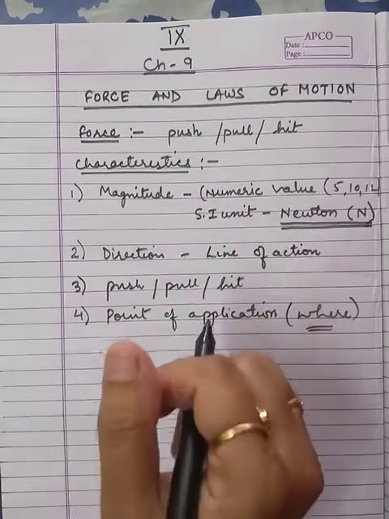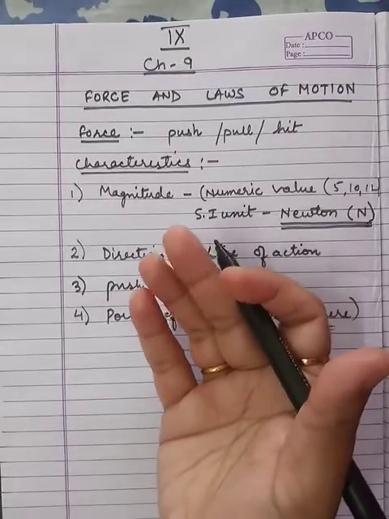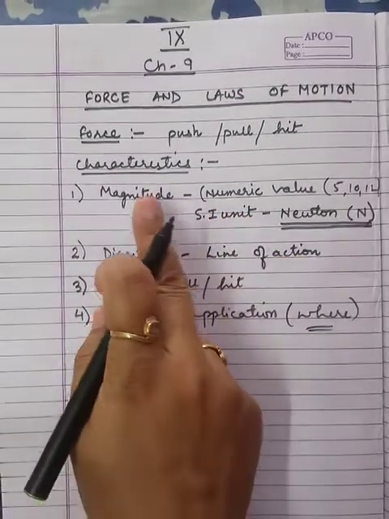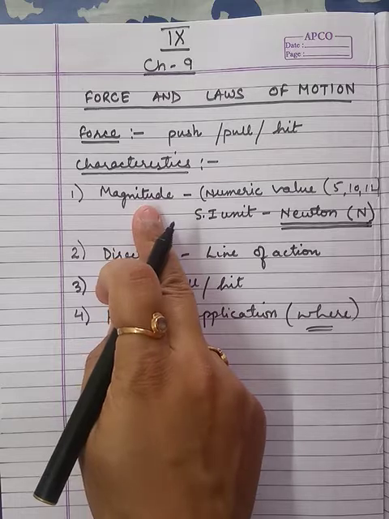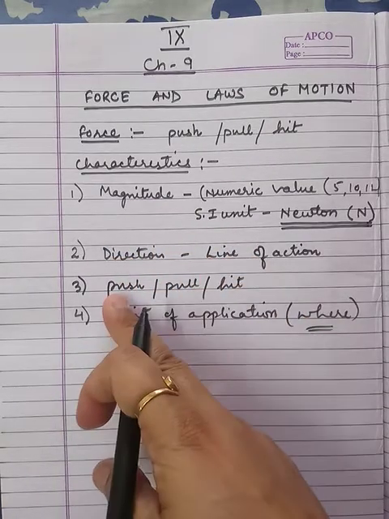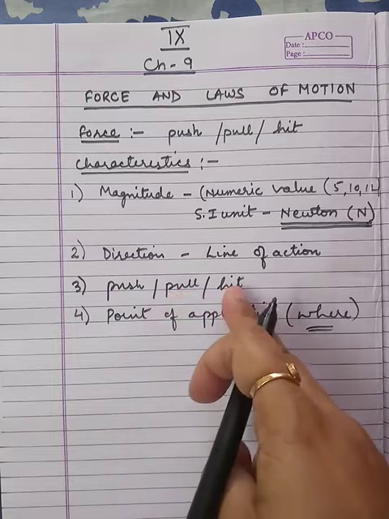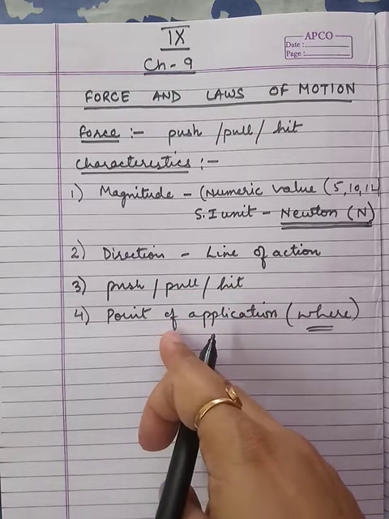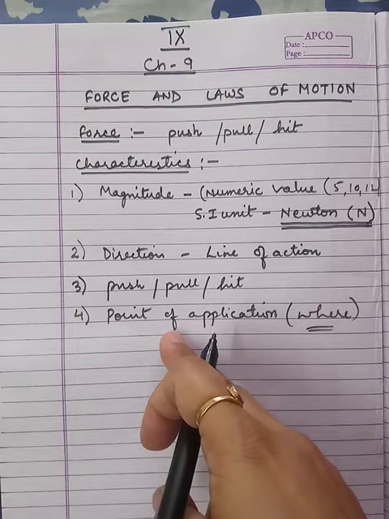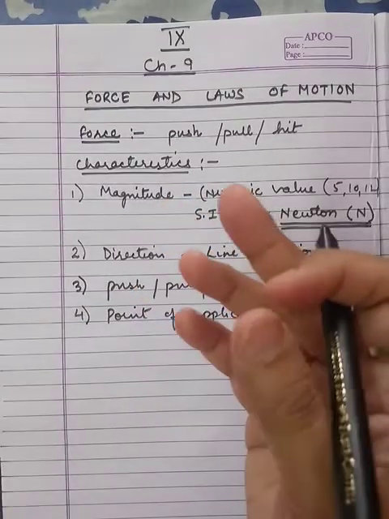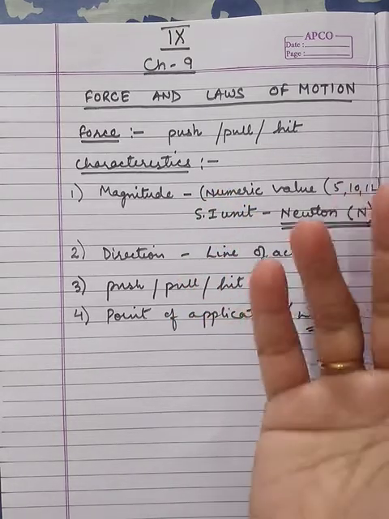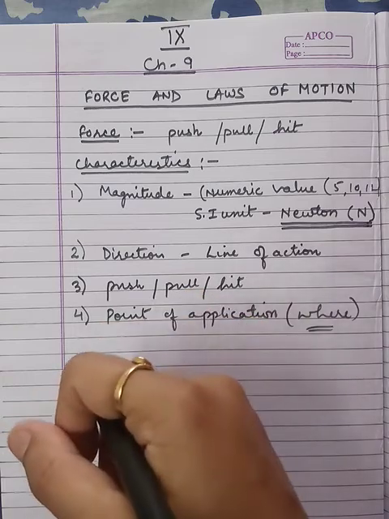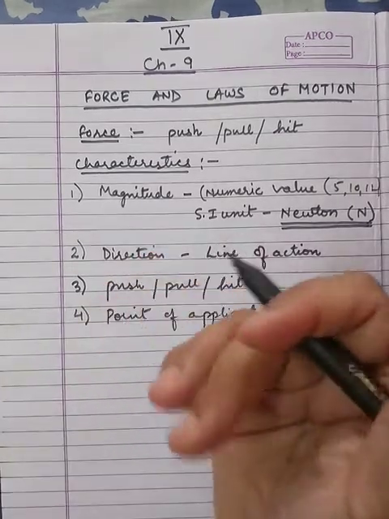So these are four characteristics through which we can express that force is of what type, force is in which direction, what amount of force, that will be defined by magnitude, and what kind of force, whether it is push, pull or hit, or at what point on the object the force is being applied, right? So after characteristics we must know what are the effects of force when any object is experiencing any force. So what are its effects? What can be its effects?